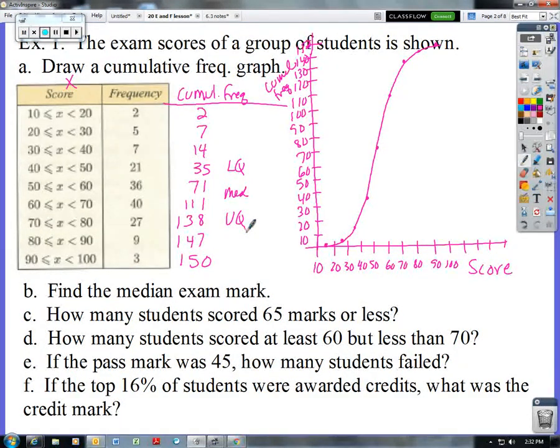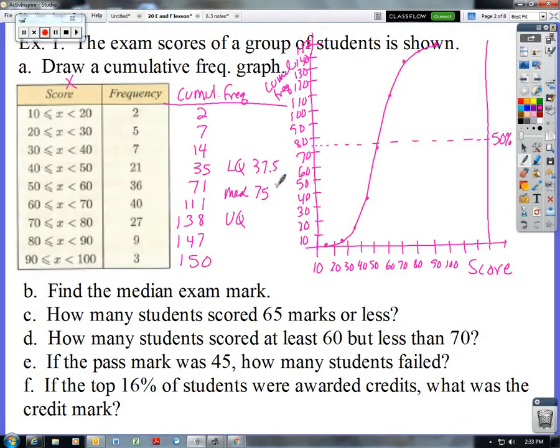So, the median is, we have 150. The median's going to occur at the 75th one. That's going to be your 50th percentile. So at the 75th, right here, that's your 50th percentile. And then half of 75 is 37.5.